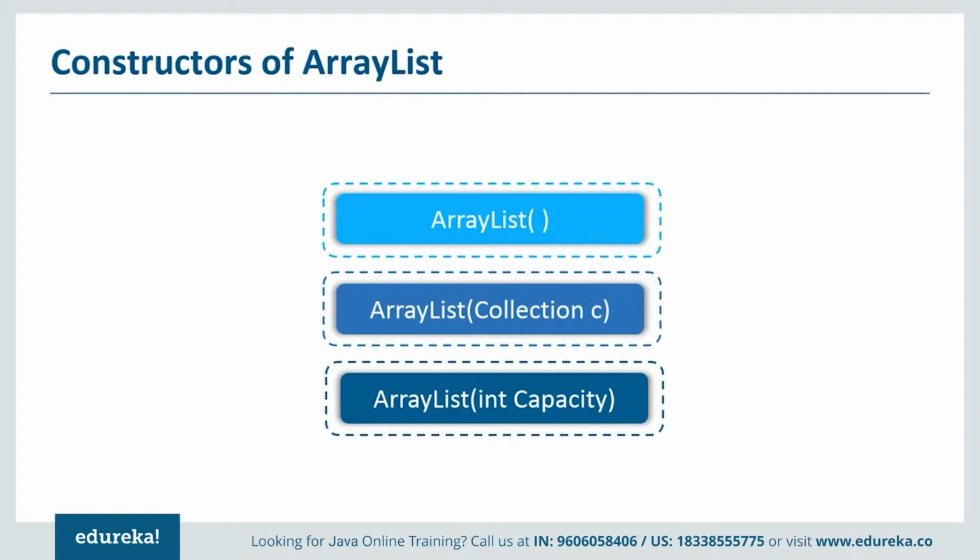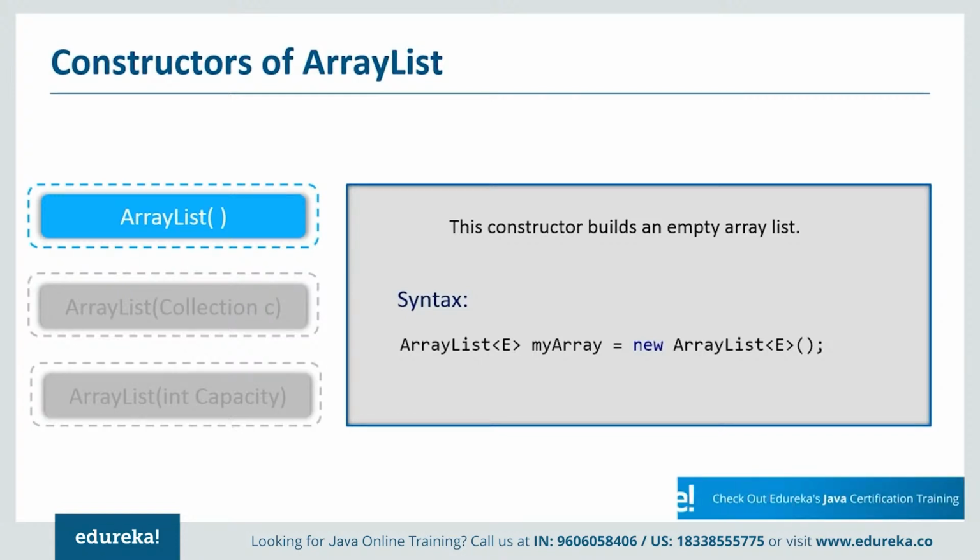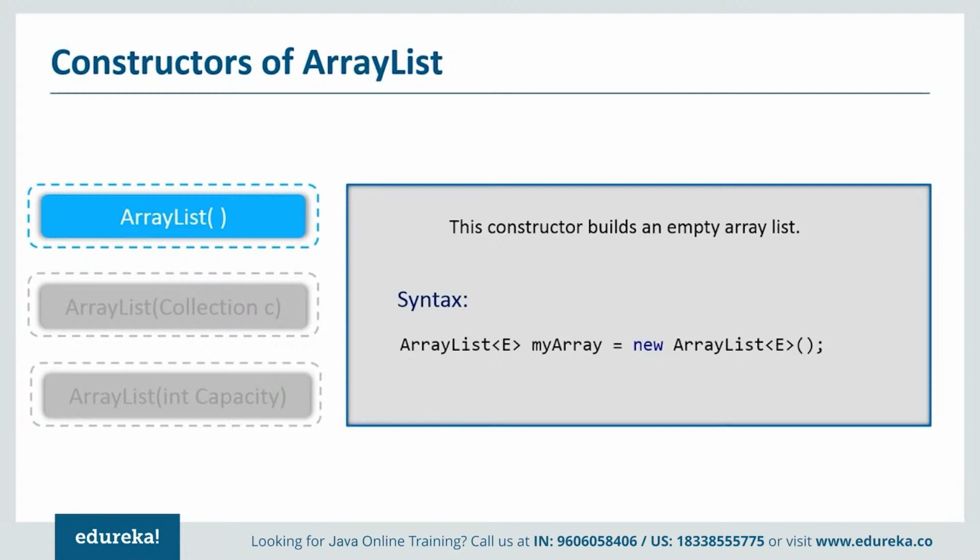Now let's see the various constructors supported by Java ArrayList. First, ArrayList(). This constructor builds an empty array list. Coming to the syntax, myArray is a reference to an ArrayList that holds references to objects of type E. It has an initial capacity of 10 cells, although the capacity will be increased as needed as references are added to the list. And cells will contain references to objects of type E.